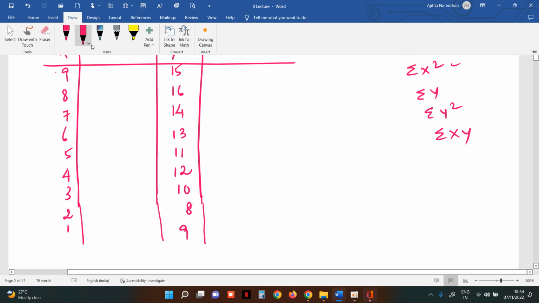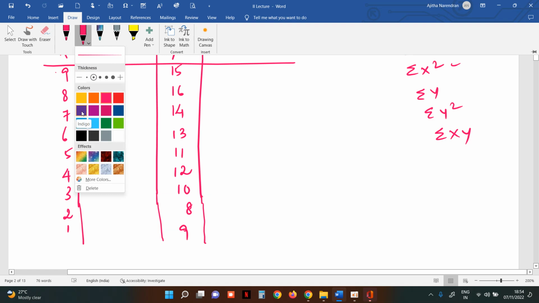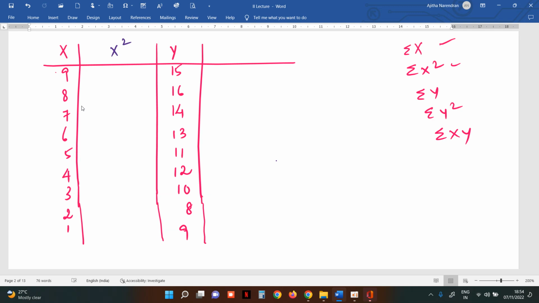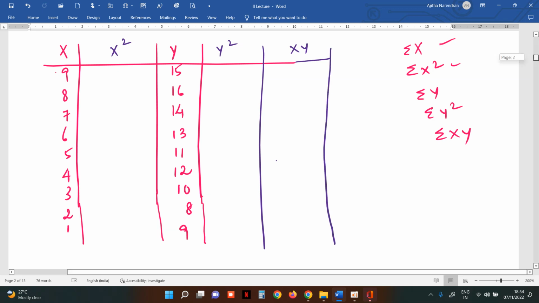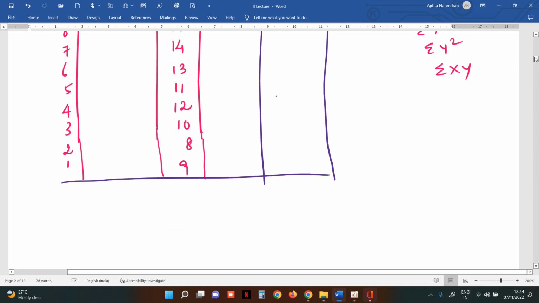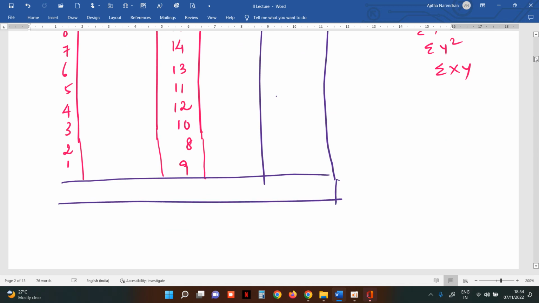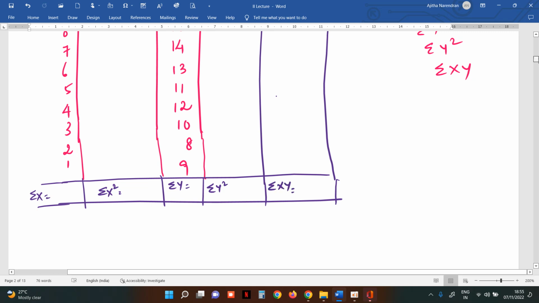Now I am using different colors in order to denote the answer figures, right? I'll use this color. Hope this is visible. This is your x square, y square, and ultimately you are going to find xy, right? So what the blue figures mean is your answer figures, what we are computing, okay? So we'll find out this. This is your summation of x. This is your summation of y, right? This is your summation of x square. This is your summation of y square, and this is your summation of xy. This part you can do later on, okay?